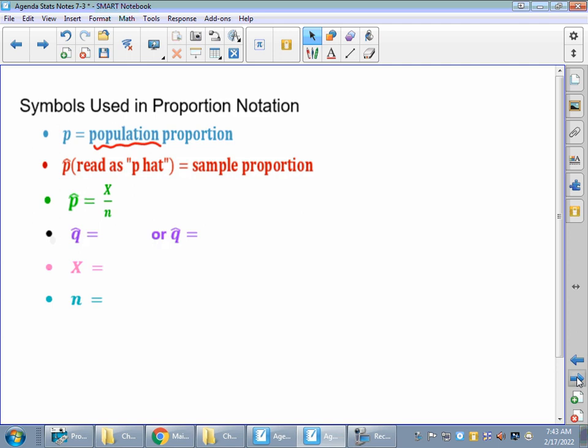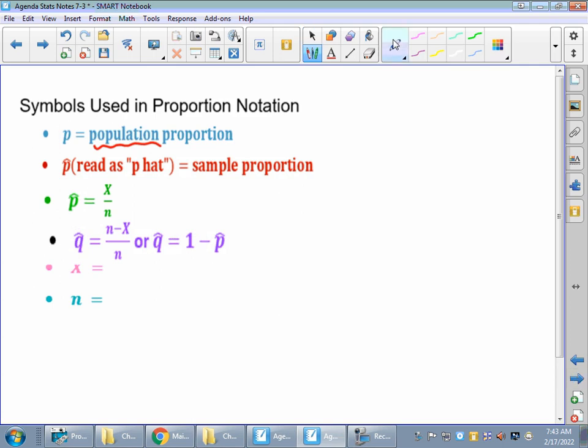X, I'll say in a minute, is the number of sample items that have the characteristic, over N, the sample size. Q hat, just like every P and Q, P hat and Q hat go together. I like this one best. If you've already calculated P hat, why not just go with Q hat is equal to 1 minus P hat, right? Because P and Q, even if they're wearing hats, add up to 1. If we were going to do the formula, we could say the sample size minus the number of successes over the sample size. So basically, we're saying the number of failures over sample size.